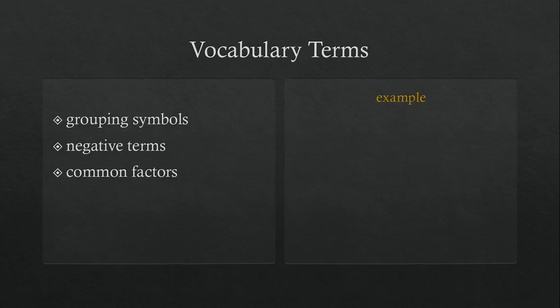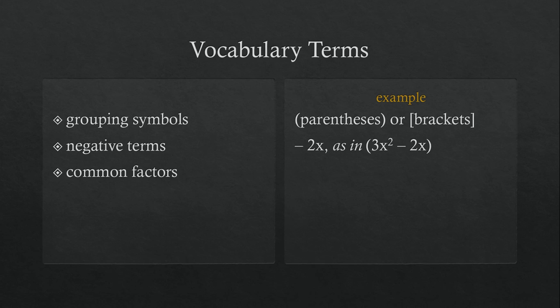Some vocabulary terms we're going to look at. We don't have definitions, we're going to look at examples. Grouping symbols. Parentheses or brackets work as grouping symbols. Negative terms, in this term, 3x squared minus 2x, the negative term is 2x. 3x squared does not have a symbol in front of it, so we can assume it's positive.